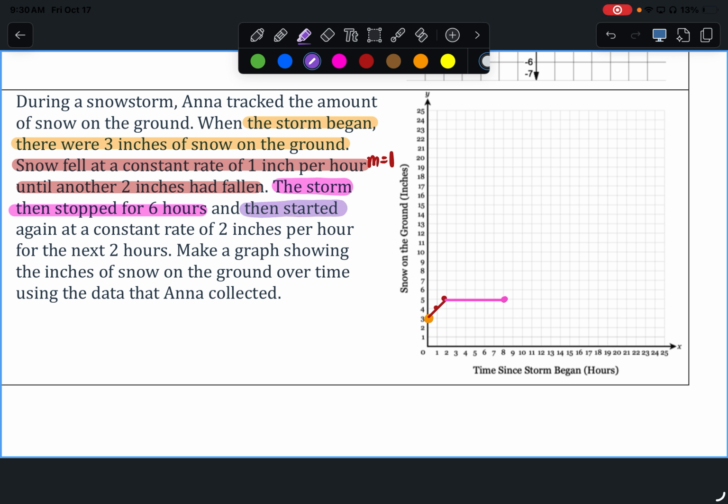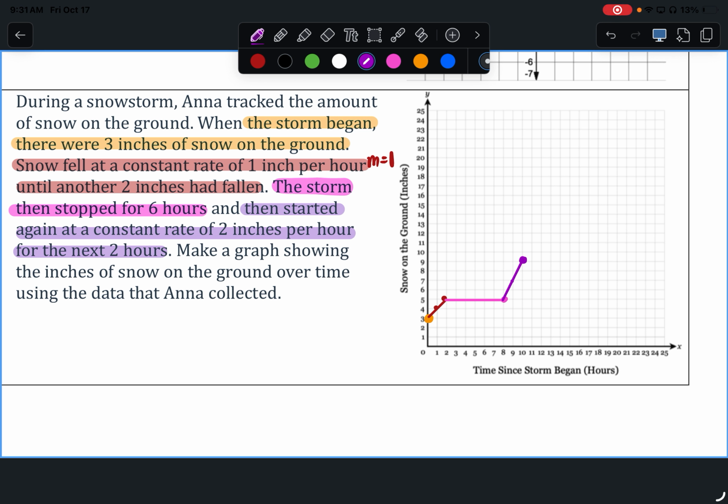And then it started up again at a constant rate of 2 inches per hour. What will that make the slope need to be? 2 over 1, for the next 2 hours. So we're going to go up 2 over 1 for 1 hour, up 2 over 1 for 2 hours, and draw our line.